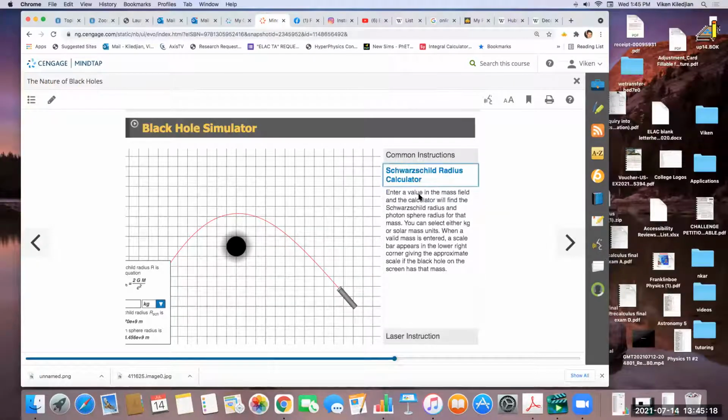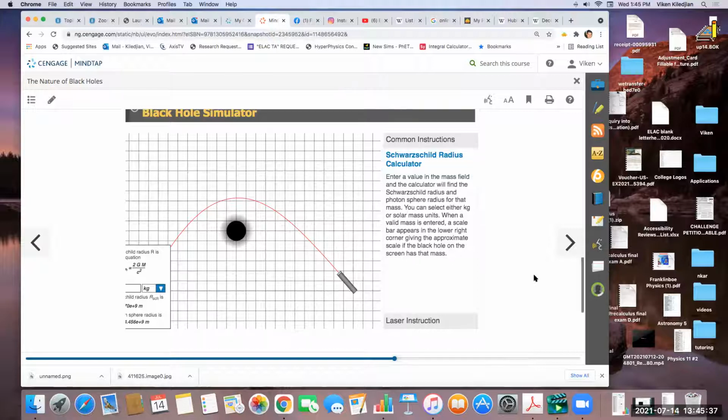So it says, I enter a value in the mass field and the calculator will find the Schwarzschild radius and photon sphere. You can select either kilograms or solar mass. When a valid mass is entered, a scale bar appears in the lower right corner, giving the approximate scale if the black hole on the screen has that mass. Let's see here.